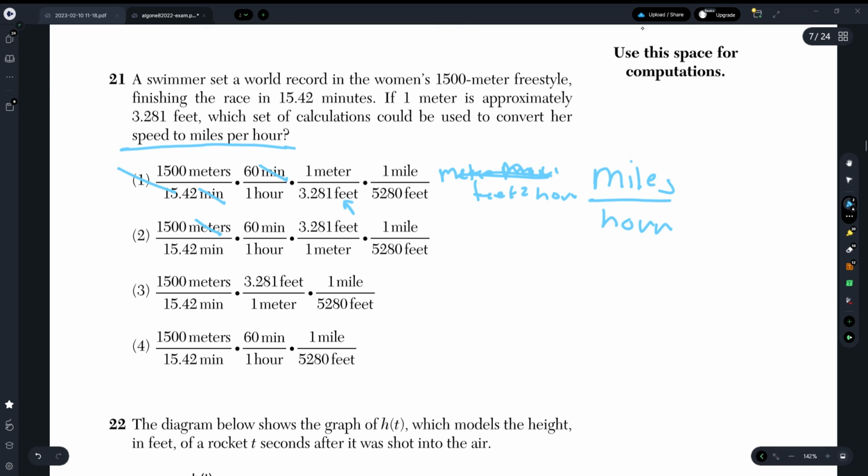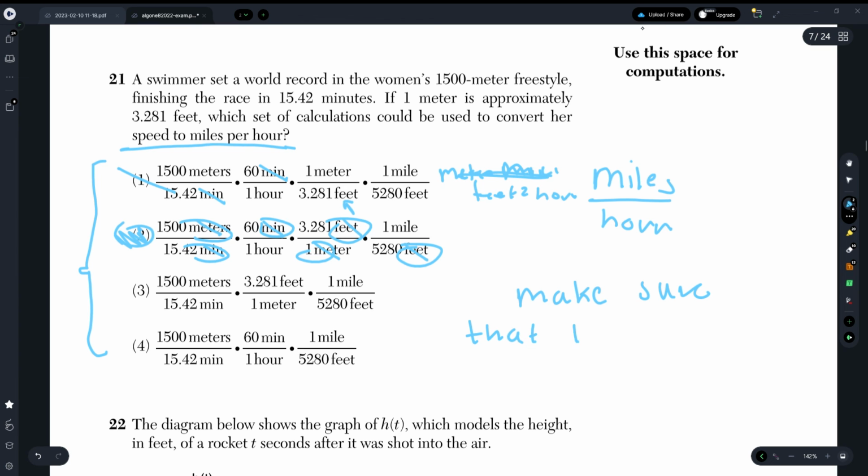If we look here, we're trying to see if anything's canceled out. We know that meter is canceled out by meter, minute is canceled out by minute, feet is canceled out by feet, right? Because those values match, and you're left with mile over hour. So we know that answer is 2. So the trick with these problems, they give you these unit conversions, just make sure that the rates cancel.